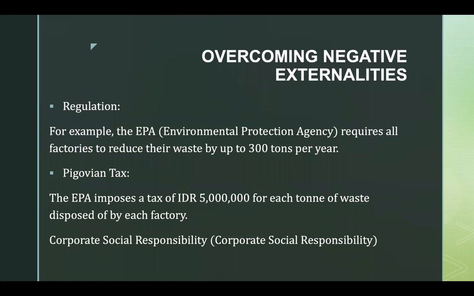So I'll mention again what we learned today. First, about public and private goods, and then how we define the types of goods, and which goods are rival and excludable, and which goods are non-rival or non-excludable. And then we also learned about externality, and the last one is how we overcome negative externalities. Maybe if you have other ideas about how to overcome negative externality, you can share them in the discussion in my class later.